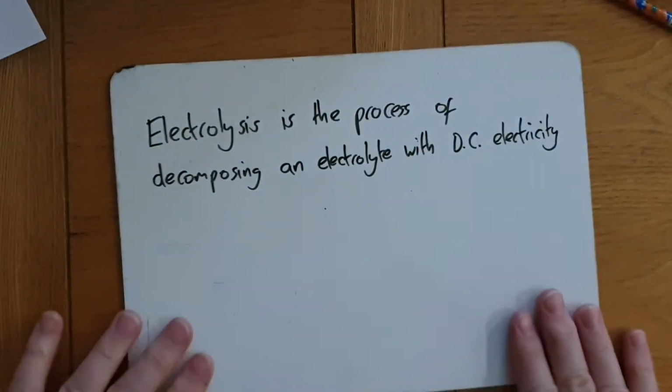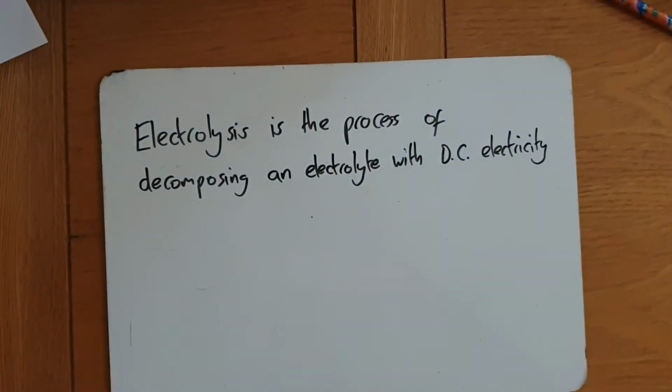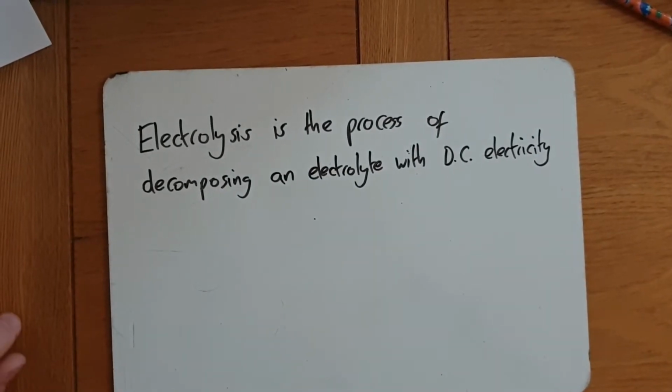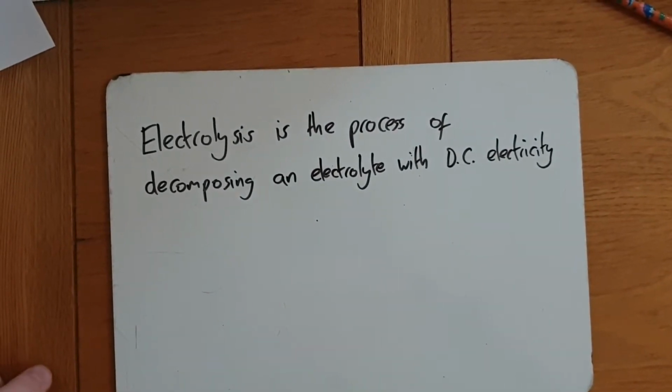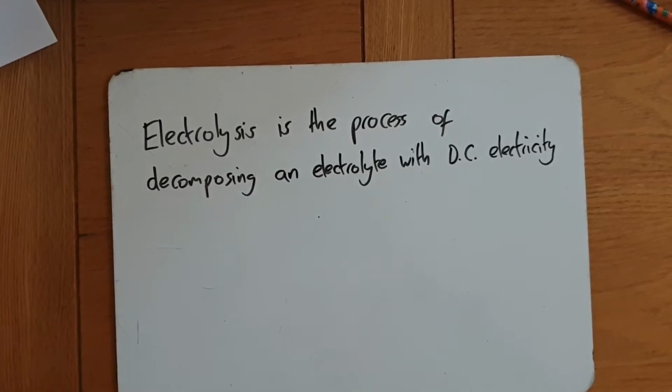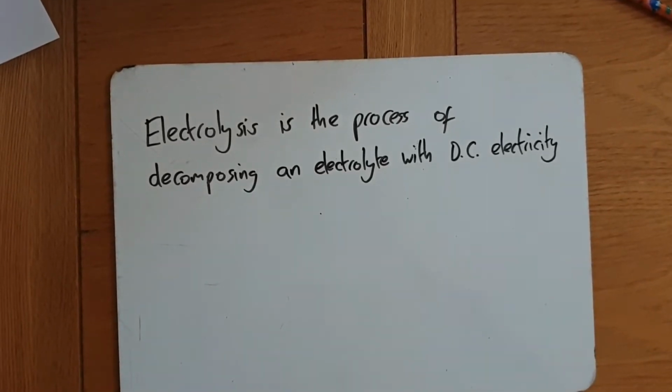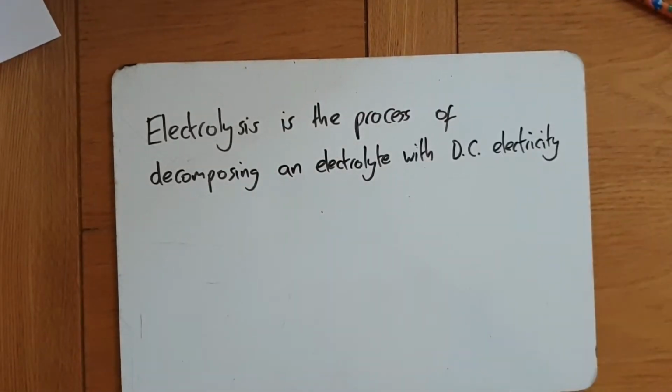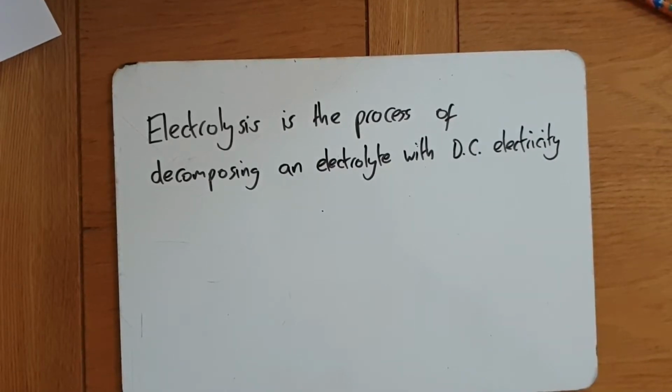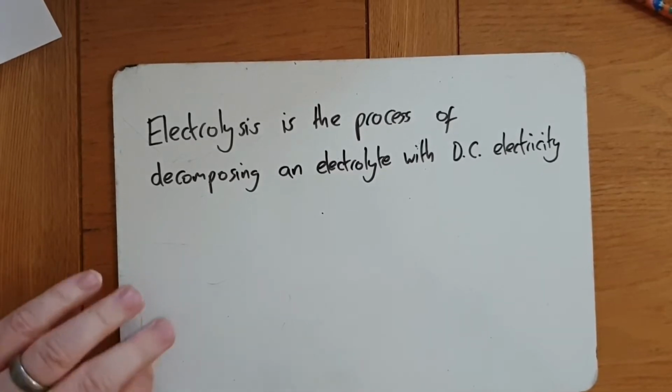So electrolysis. That's the definition that you need to make yourself aware of. Electrolysis is the process of decomposing an electrolyte with DC electricity. That doesn't necessarily make a lot of sense to you at the moment, so I'm going to break down a few of the words here.